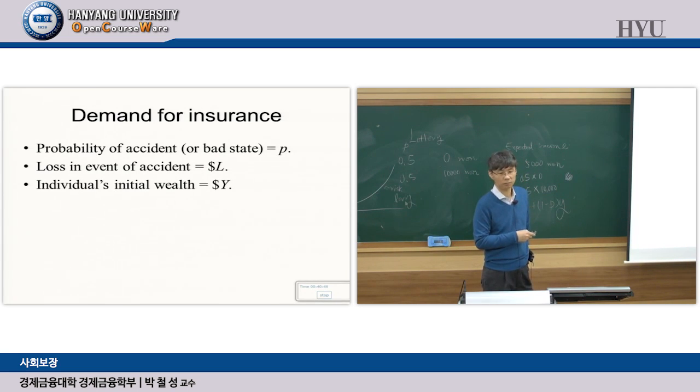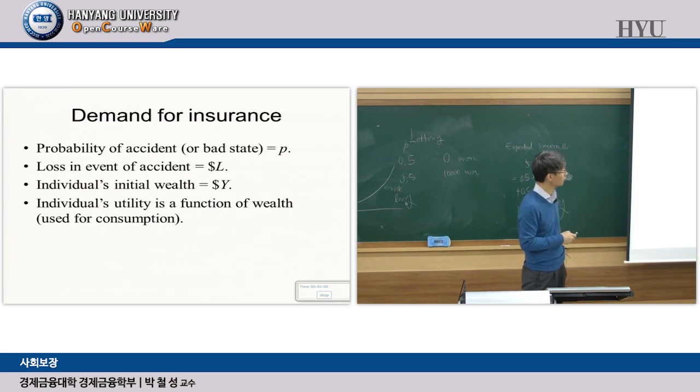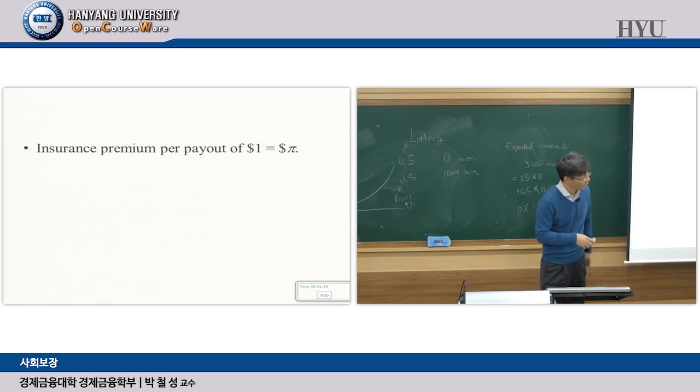Okay, and then we assume the individual initially, before anything happens, has Y dollars. Okay? And we assume the individual's utility is a function of wealth, meaning that how much money he or she has gives the utility. Let's say it's just consumption, and he or she spends everything on consumption. So income and consumption are basically the same in this case.